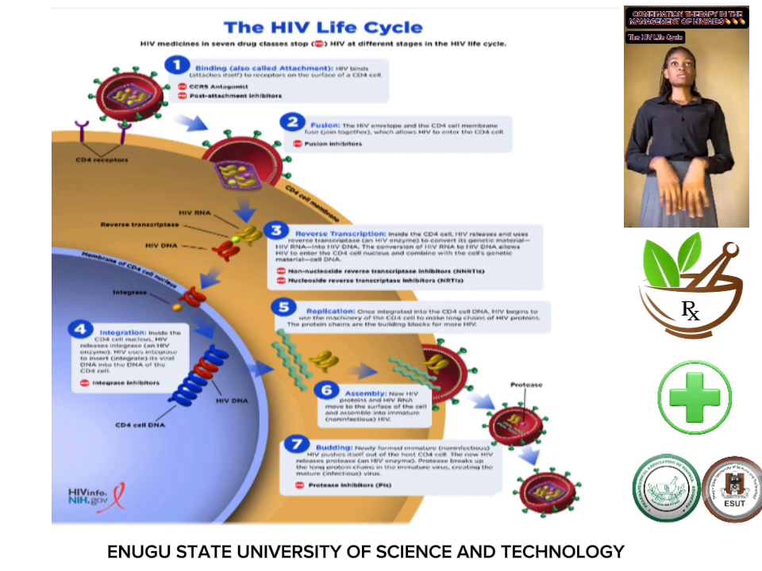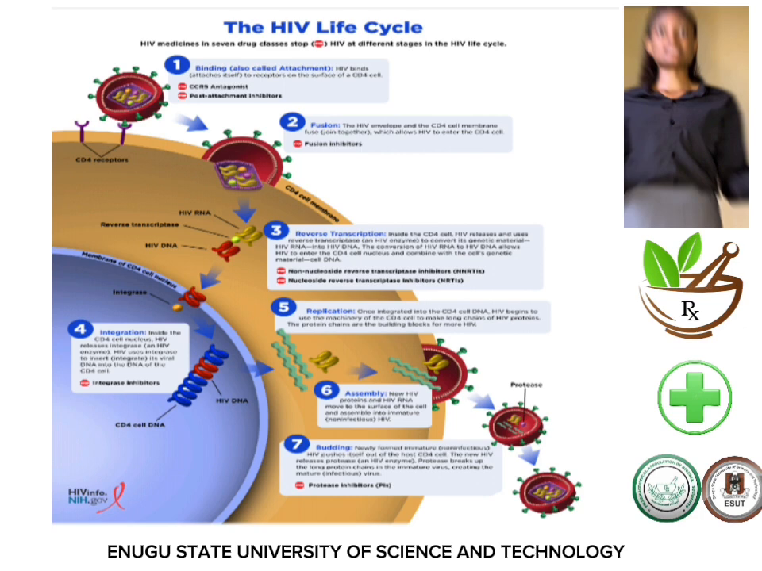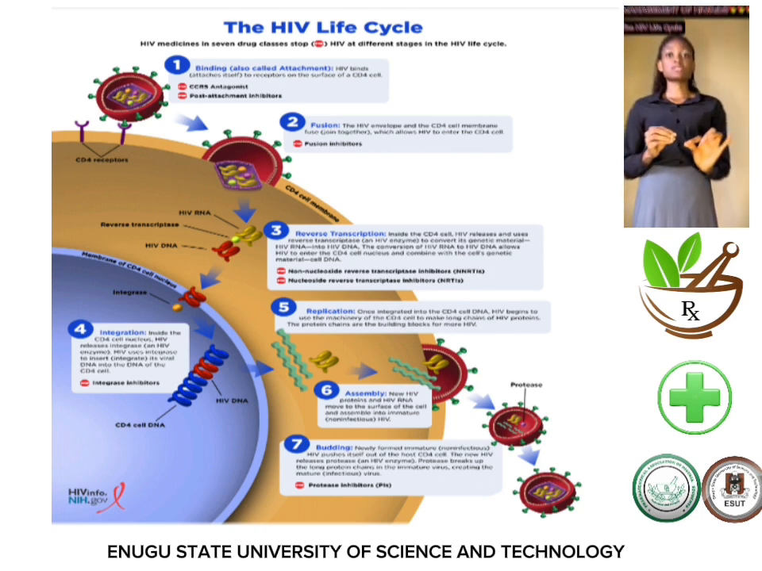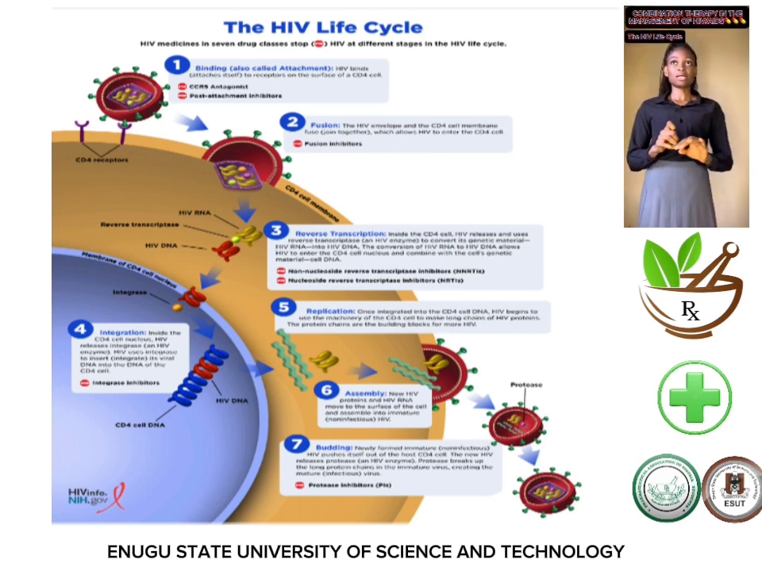Then after that, it starts to replicate, making use of the machinery of the CD4 cell to make long chains of HIV proteins, which are the building blocks for more HIV. After that process is the assembly. Now the newly produced HIV particles move to the surface of the cell and assemble into immature cells, which are at this point uninfectious.